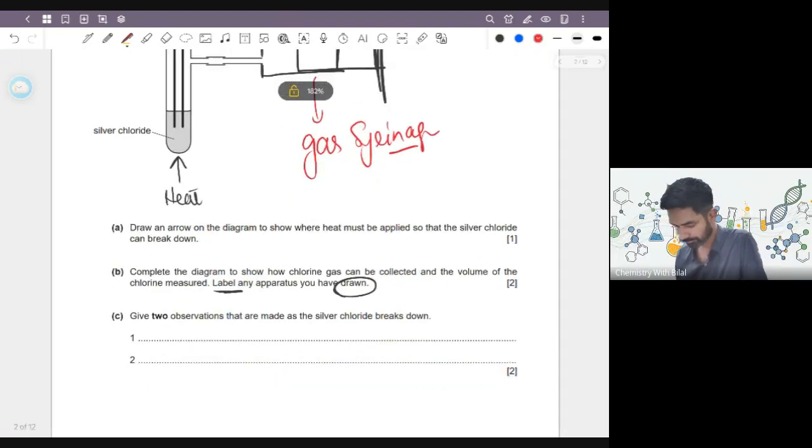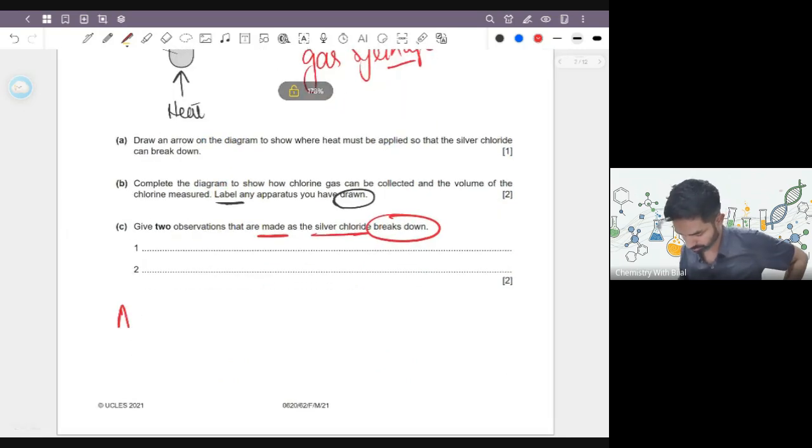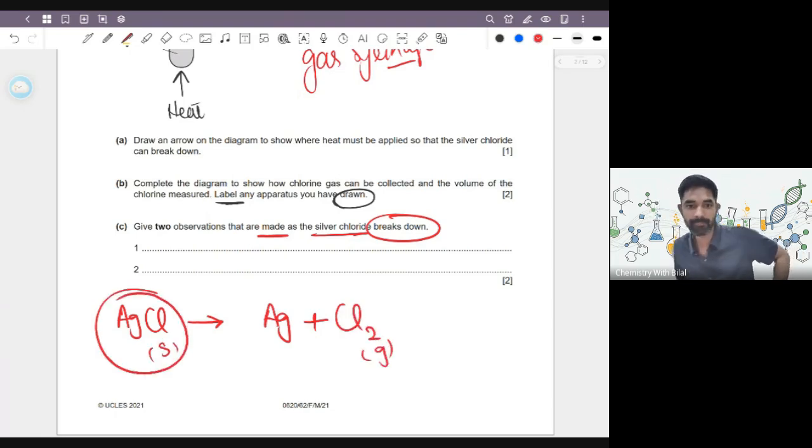All right. Give 2 observations that are made when the silver chloride breaks down. So when the silver chloride breaks down, let me write the equation first. This is silver chloride. When it breaks down, it produces silver and chlorine gas. Silver chloride was a solid, so what happens first? What will the first observation be? Solid dissolves. No, we are not dissolving it in anything. You have a liquid substance, a molten liquid.